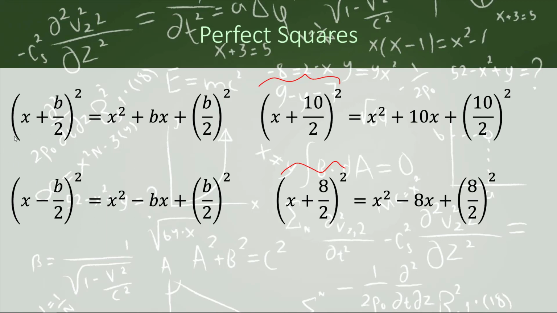Now the general form of a perfect square we can write as the quantity x plus b over 2 squared, and if we expanded that we would have something that looks like this. It'll be x squared plus bx plus the quantity b over 2, that entire thing squared. And of course then the other perfect square is when we have x minus b over 2 squared, and that has the exact same structure except for the fact that we have a minus sign instead of a plus sign.